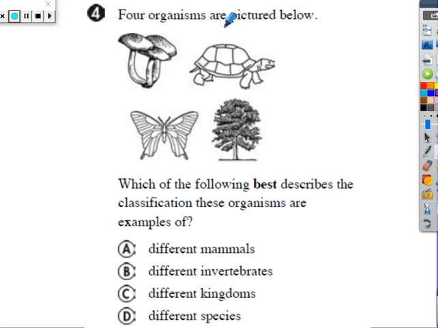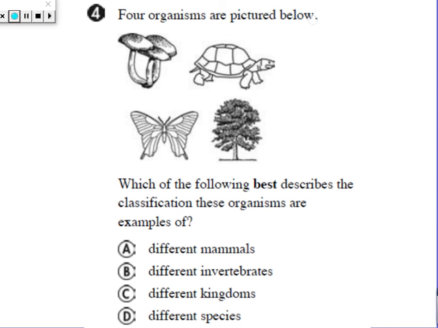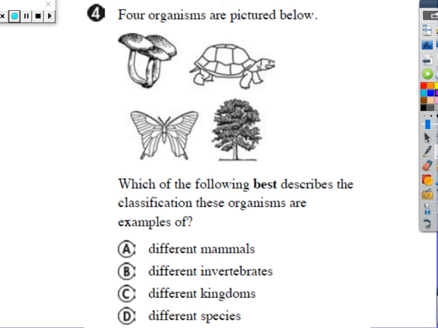4 organisms are pictured below. Which of the following best describes the classification these organisms are examples of? Different mammals, different invertebrates, different kingdoms, or different species?